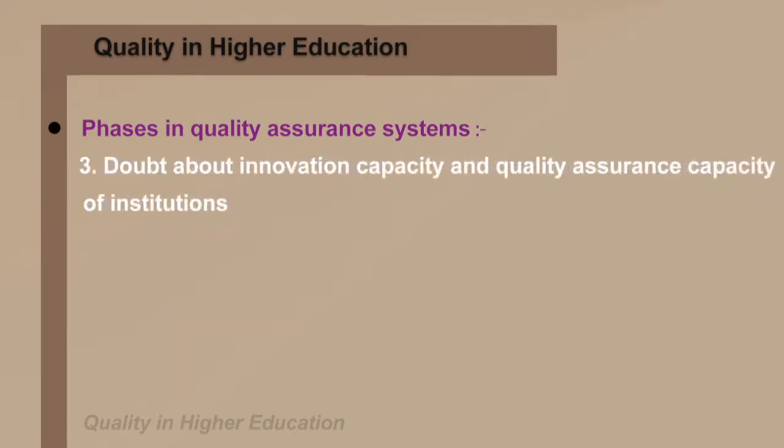The third phase is when there is doubt about innovative capacity. Okay, the institutions are good enough, the graduates are gaining employment, that is fine, but what is the innovative capacity of these institutions, and the quality assurance capacity of the institutions, how well the institutions are able to assure the quality of the processes, of the practices.